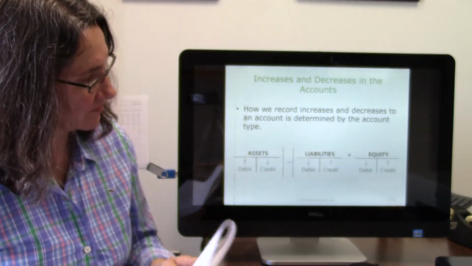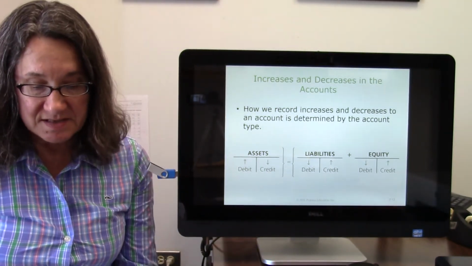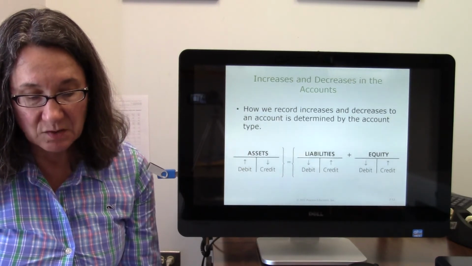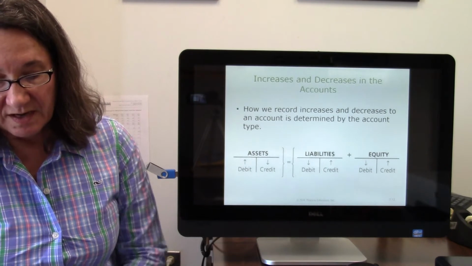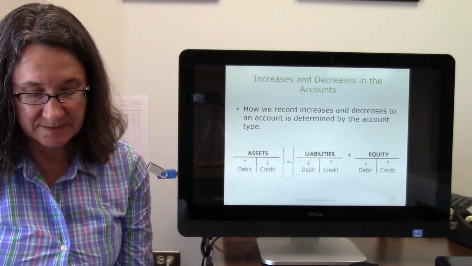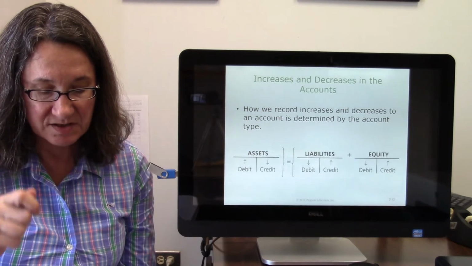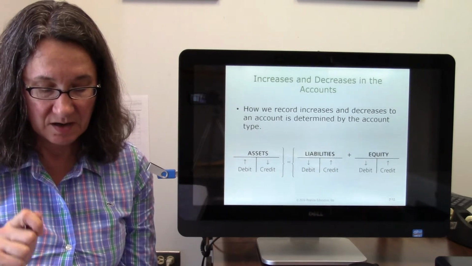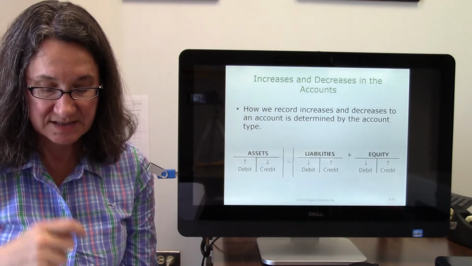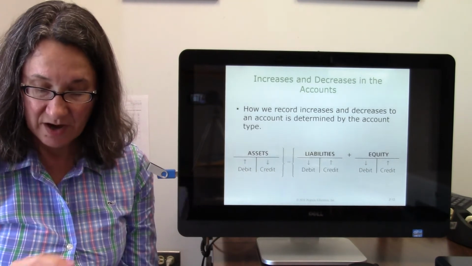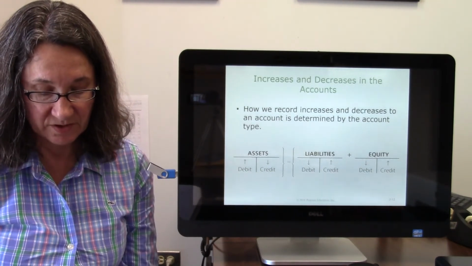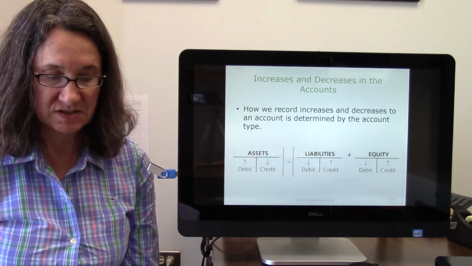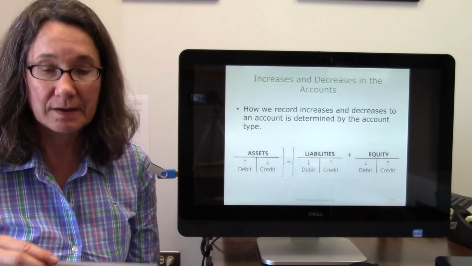Let me go back and give you the fill-in notes for this. Increases and decreases to an account are determined by the type of account: asset, liability, or equity. Depending on the type of account, increases are recorded on one side and decreases on the opposite. Assets are always increased with a debit and decreased with a credit. Liabilities and equity are always increased with a credit and decreased with a debit. Debits are not always increases or always decreases, neither are credits. The debit or credit designates which side of the T account the transaction is recorded. Really just means left or right.